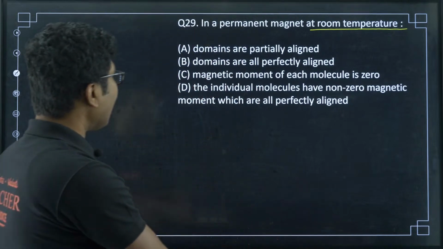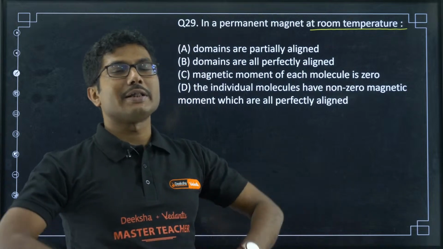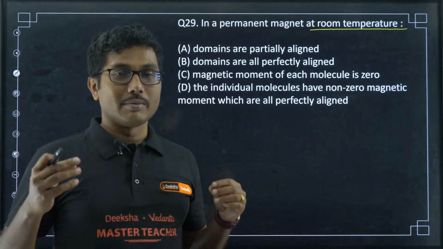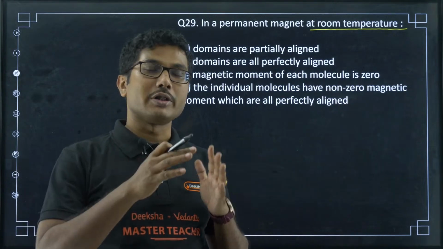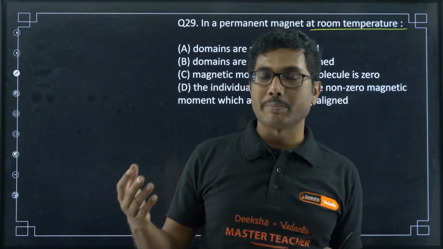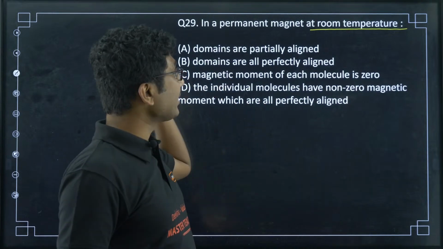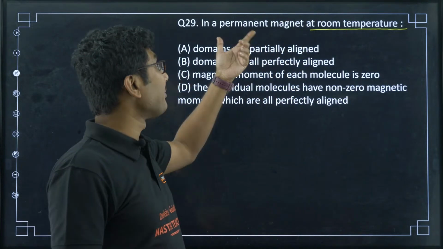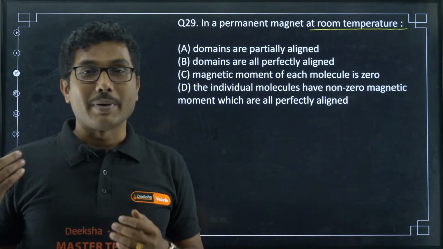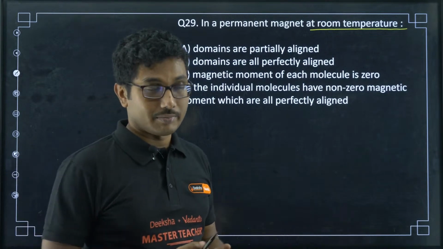29A, yes. Domains are partially aligned at room temperature. That means the temperature is high enough that the electrons are still vibrating, so all the domains are not perfectly aligned. You can perfectly align them at room temperature as well, but you have to put in extra energy. They have not mentioned anything other than a permanent magnet. Even a weak permanent magnet is still considered a permanent magnet, okay, because its domains are not perfectly aligned. It is a weak permanent magnet.